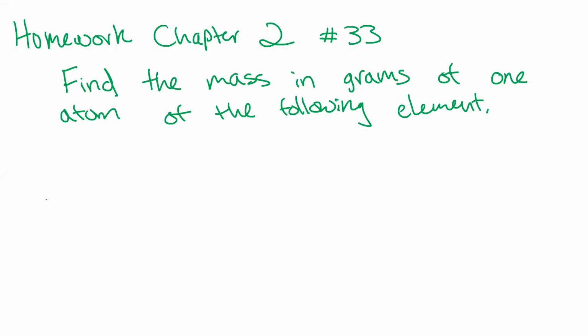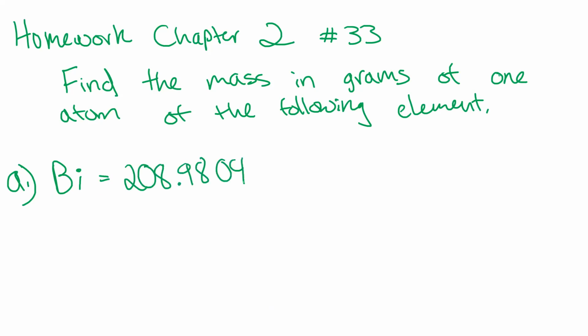So A is, I think Bi, if I remember correctly, should be bismuth. Bismuth has an atomic weight equal to 208.9804 atomic mass units. Okay.